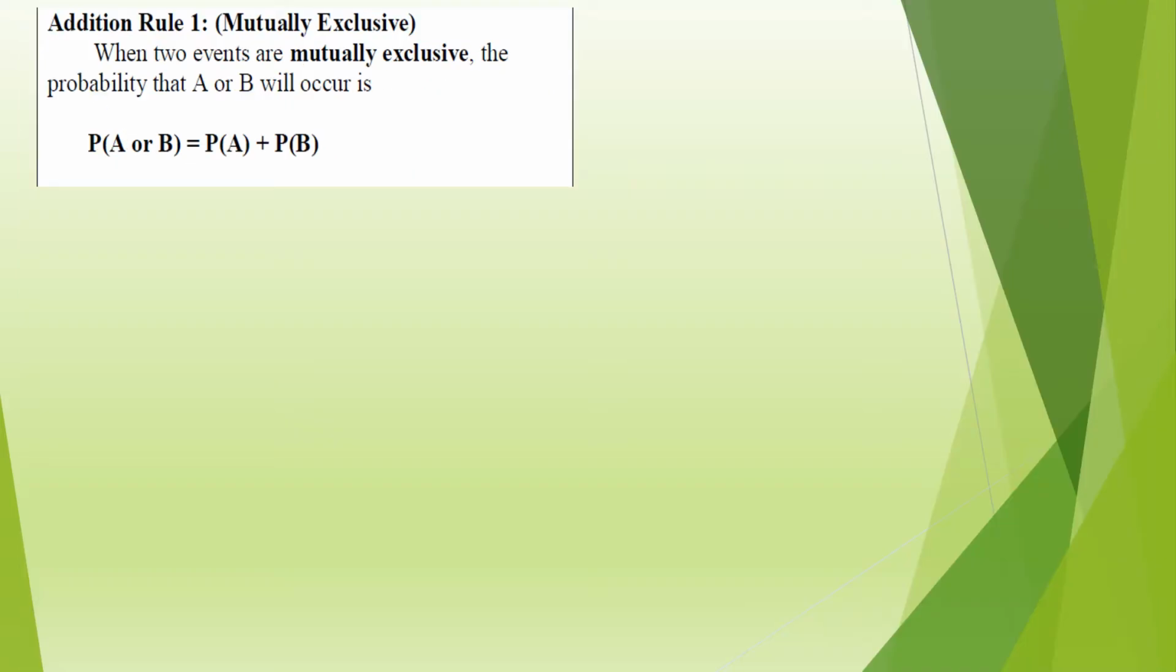So mutually exclusive. You cannot be a U.S. senator at the same time a member of the House of Representatives. Addition rule 1 for mutually exclusive events: when two events are mutually exclusive, the probability that A or B will occur is P(A or B) equals P(A) plus P(B).